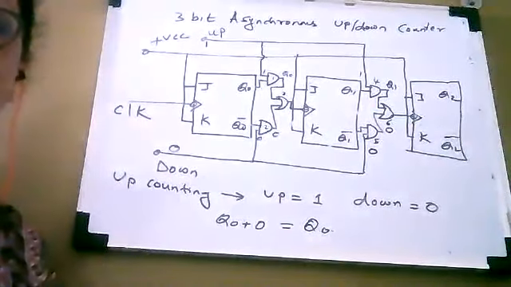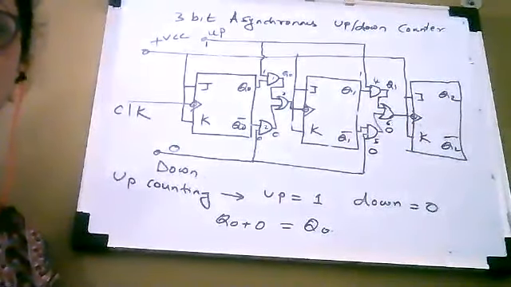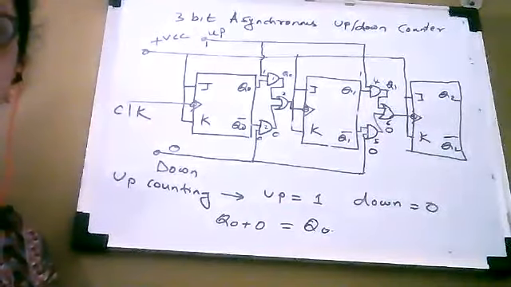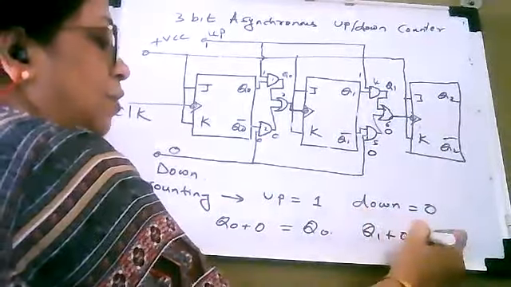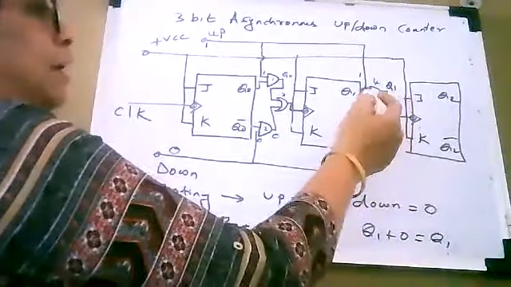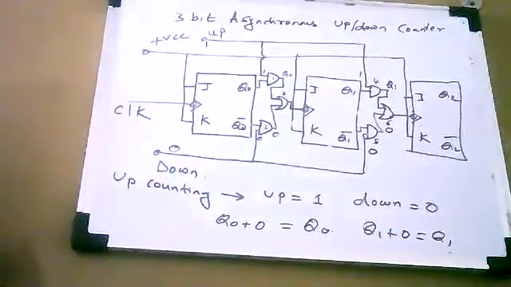Now you can see the inputs of OR gate number 6 are Q1 and 0. So the output of OR gate 6 will be Q1 plus 0, which is equal to Q1. That means it is as if you are connecting Q1 to the clock of flip-flop number 3.